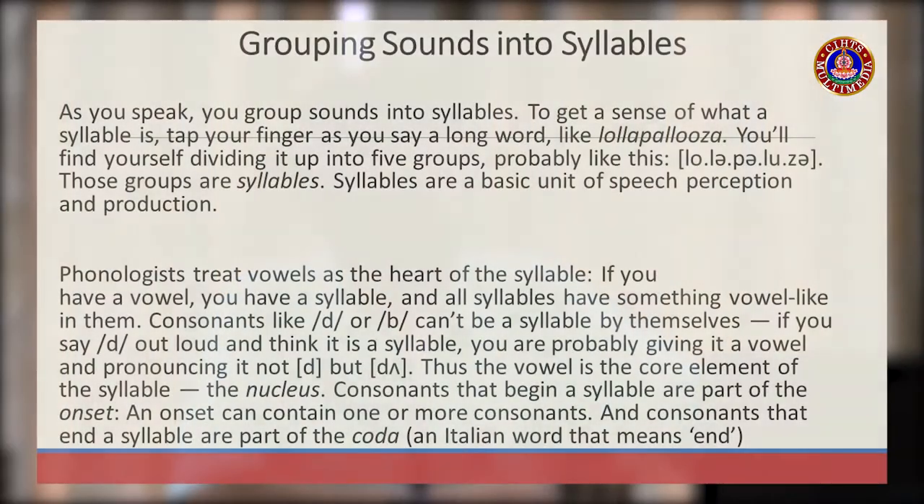Now, I'm reading some lines from here, the second paragraph. The phonologists treat vowels as the heart of the syllables. Otherwise, syllables cannot live. If you have a vowel, you have a syllable. And syllables have something vowel-like in them. Consonants like D, B can't be syllables, and I have just explained. And uske baad nucleus and coda is something I'm not going to do today. But this is a small example of how all languages will combine sounds and call them consonant vowels. Maybe it's too small for today, but we call it syllabic structure.